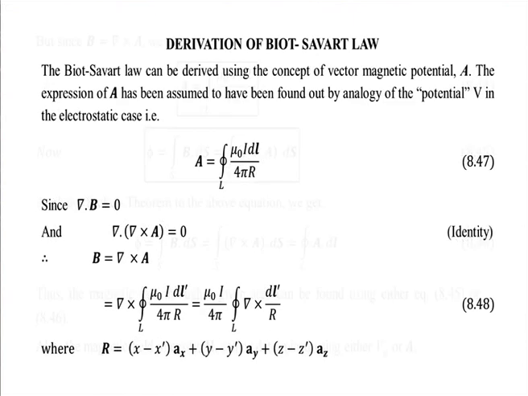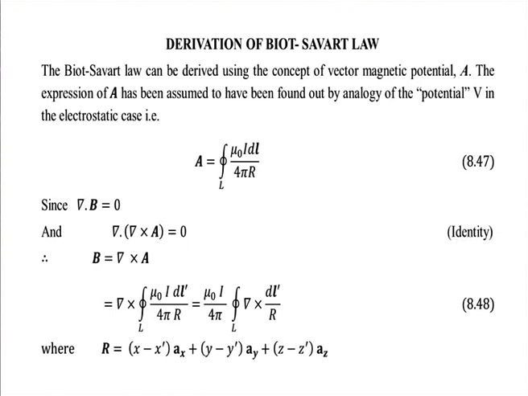Next, we come to the derivation of Biot-Savart law. The Biot-Savart law can be derived using the concept of vector magnetic potential A. The expression of A is assumed to have been found by analogy with the potential V in the electrostatic case. We get A as given in equation 8.47. Again, since del dot B is equal to 0 and divergence of curl of any vector A is equal to 0, therefore B is equal to curl of A, which can further be expanded as given in equation 8.48.